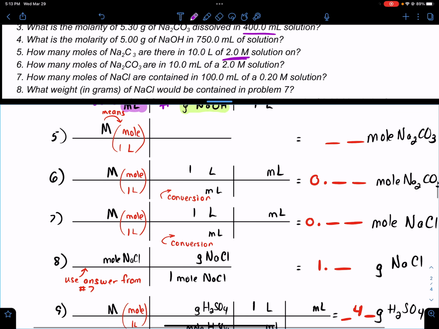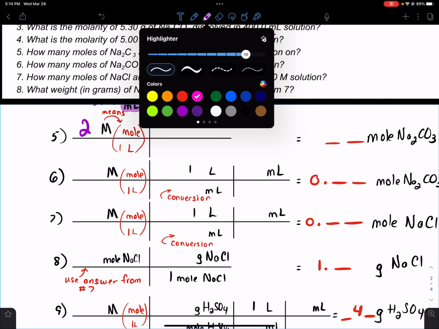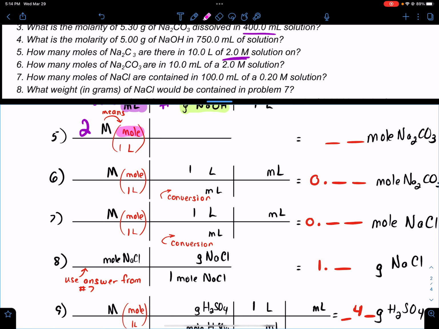So right here, the best practice that you can do is what I did here. I put down the capital M, but then I wrote in the red what it represents. And you're going to see why we did that in just a moment. It says 2 molar. I'm going to put 2 molar. What does that 2 molar represent? That 2 molar represents 2 moles in 1 liter.